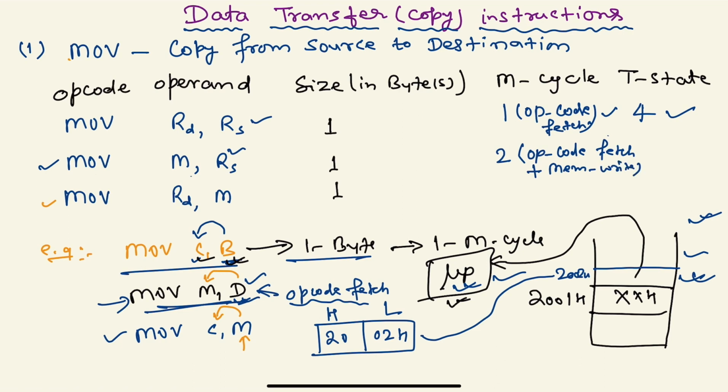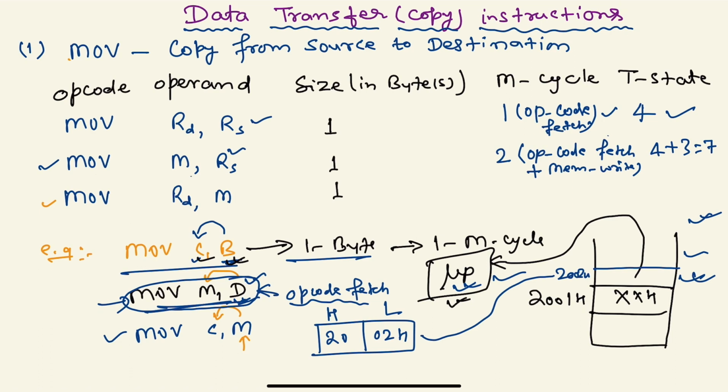As we know, the opcode fetch operation takes 4 T state, so we can write 4 T state here for the opcode fetch. For the rest of the operations, like memory read, memory write, IO read, IO write, each will take only 3 T state. I had given that in the table also. So for memory write it will take 3 T state. In total it will take 7 T state to execute this instruction, MOV M, D.